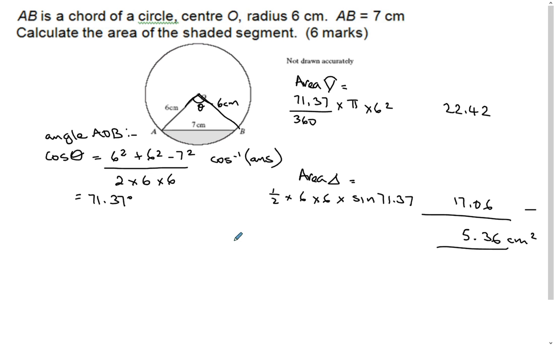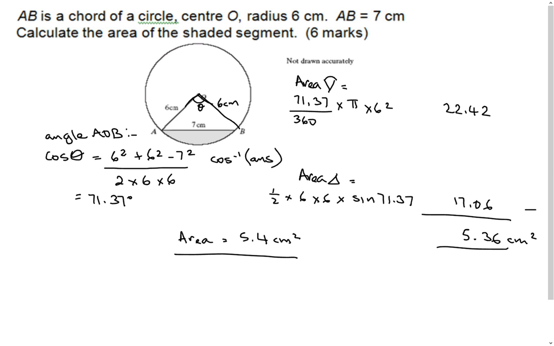All right. I always give my answer to one more than what the question is, unless they ask otherwise. So I'll say area equals 5.4 centimeters squared. All right, good. Let's move on to the next question.